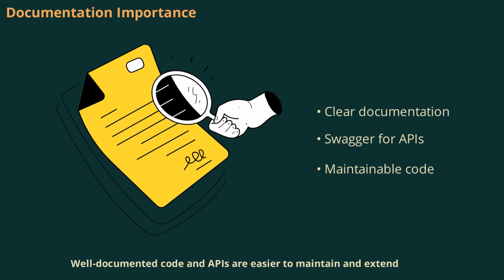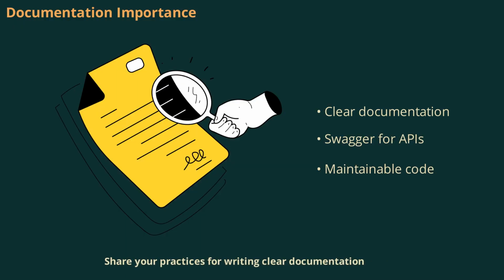Well-documented code and APIs are easier to maintain and extend. Share your practices for writing clear documentation, using tools like Swagger for APIs, and maintaining up-to-date READMEs. Good documentation is a sign of professionalism and care.